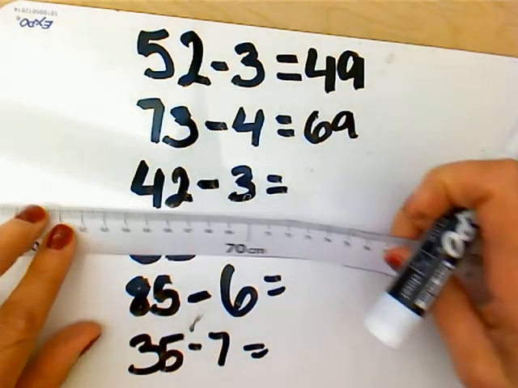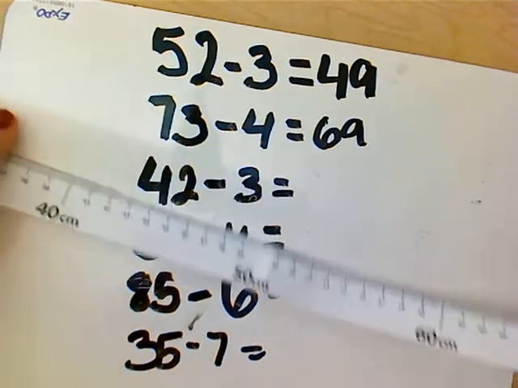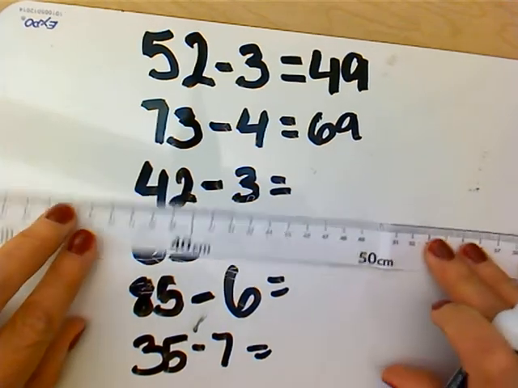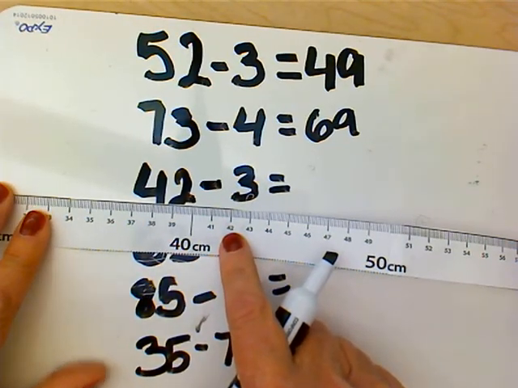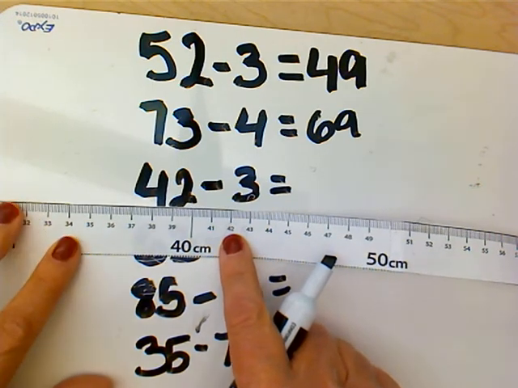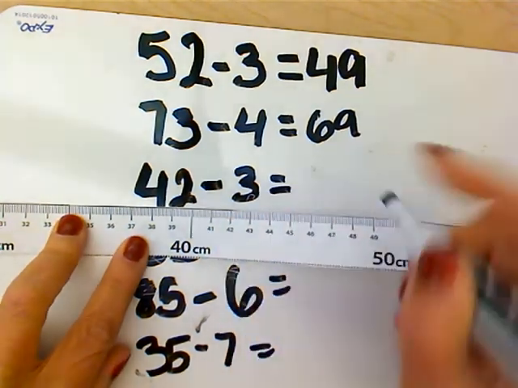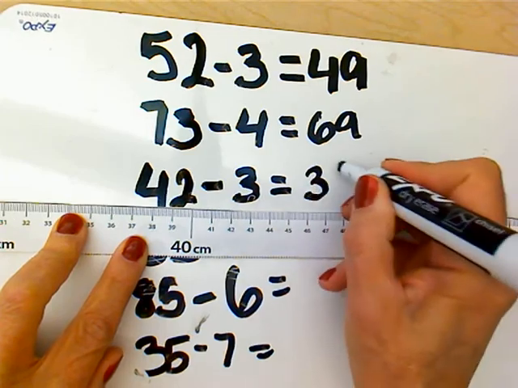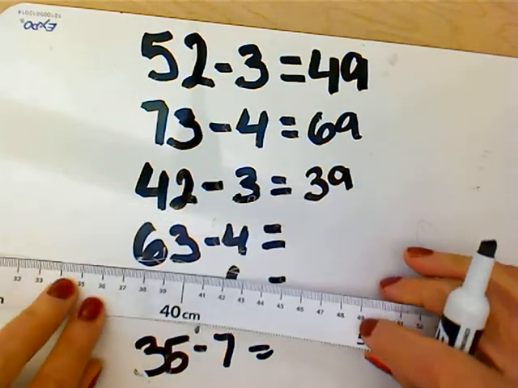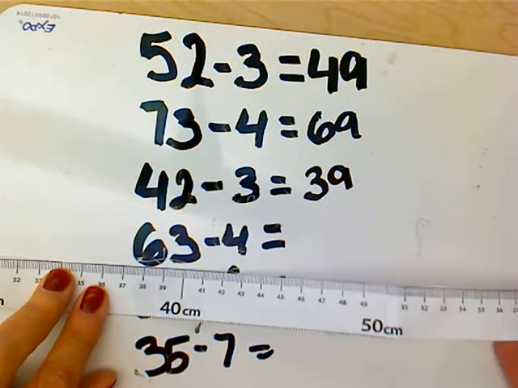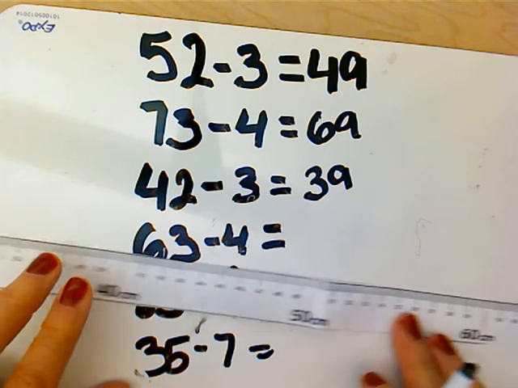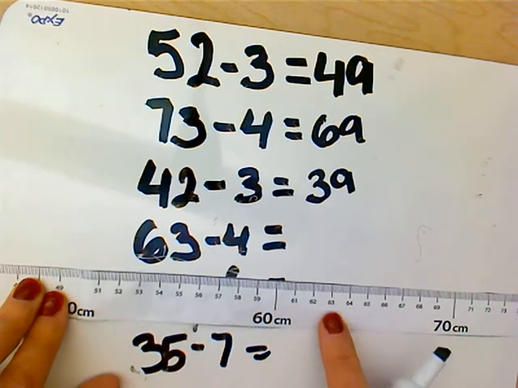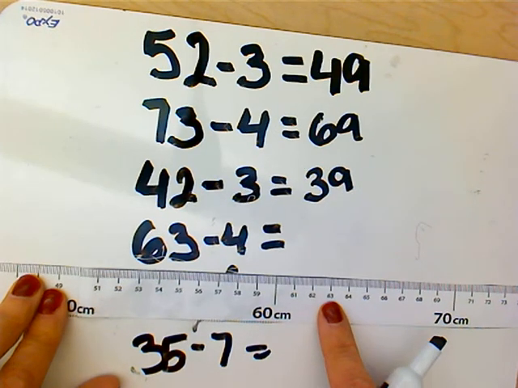So I got to get to 42. 42, there's my 42 right there. 42 counting back 3. Would you figure out 42 counting back 3? Did you say 39? Congratulations if you did. Let's have you try 63 take away or counting back 4. 63 counting back 4.